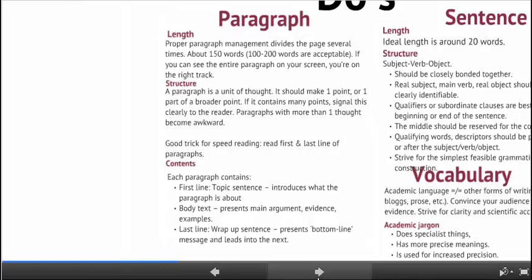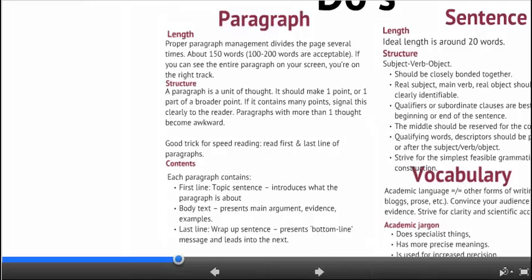Now, that's just the space it takes. The structure is really the key for a good paragraph. A paragraph is a unit of thought. It should make one point or one part of a broader point. If it contains a lot of points, you want to signal that to the reader. But if it contains more than one thought, it really starts becoming awkward, and you will give the reader the sense that you haven't really organized this in your thought process.